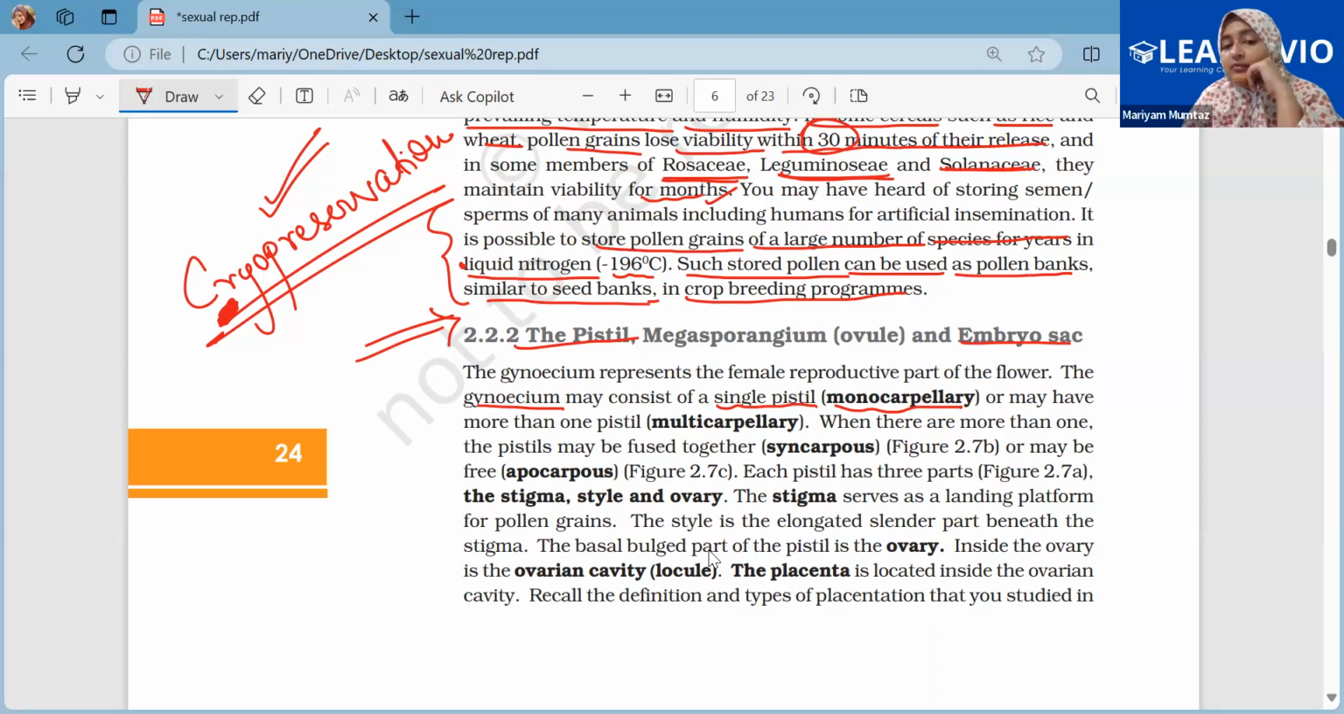When there are more than one pistils, they may be fused together, and that condition is known as syncarpous. So all the pistils that are there, they can come and be fused together, and this condition is known as syncarpous, or they all can be free. So that is known as apocarpous. Each pistil has three parts. Just like how the stamen had two parts, now the pistil has three parts: the stigma, the style, and the ovary. Now, the stigma serves as the landing platform for the pollen grains.